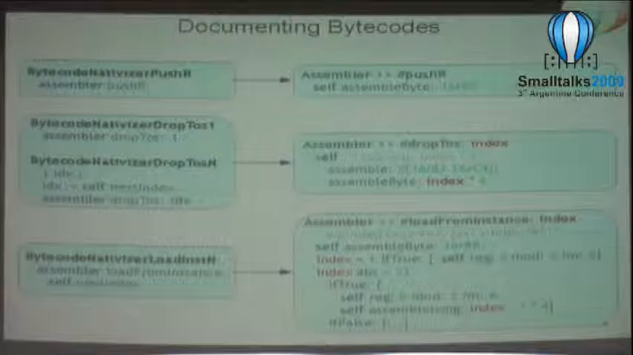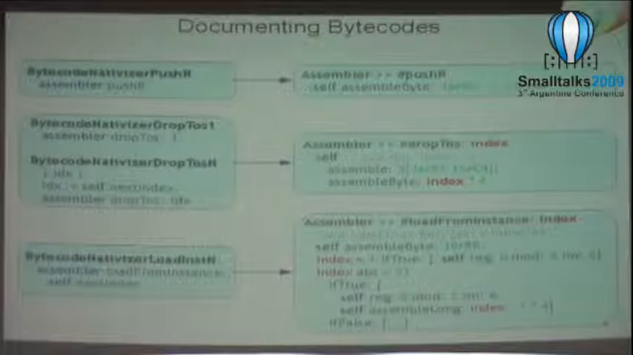We started understanding how every bytecode is translated into assembly. Okay? So the push R is translated as push EAX. You won't see the sources, but I think it's okay. What better way to understand and document something than Smalltalk itself? And of course, if you don't have sources, it's not good, right?